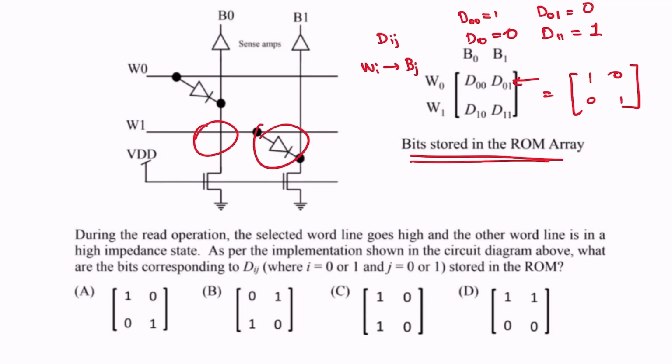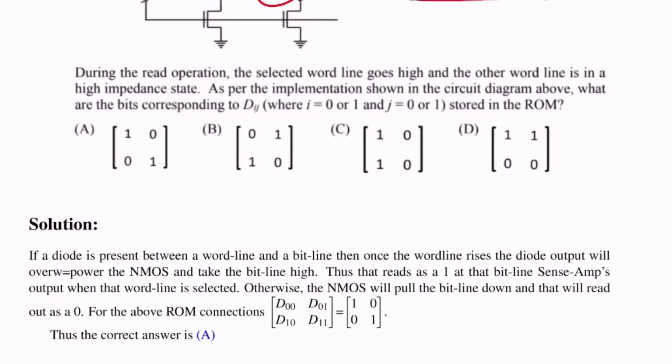So the bits corresponding to what is stored in the ROM is option A.